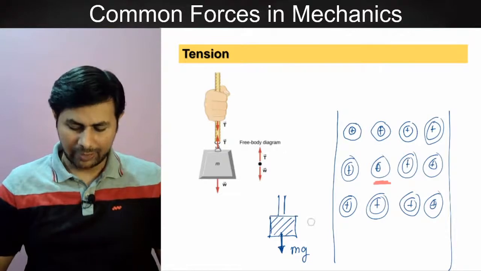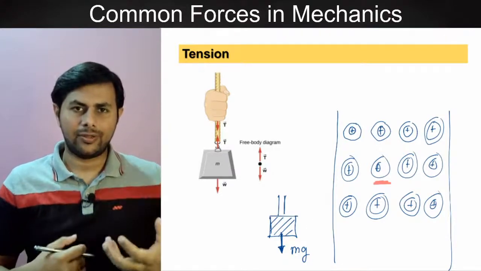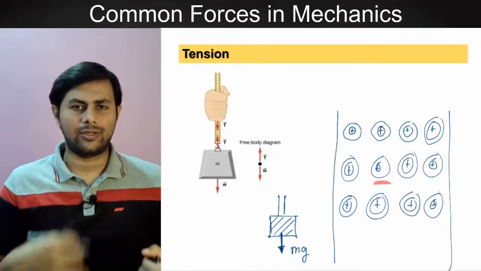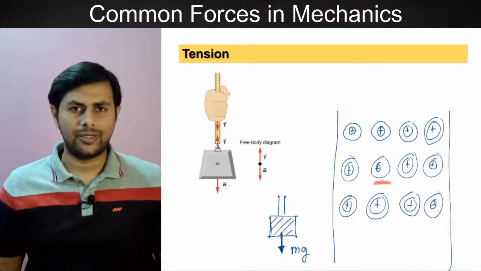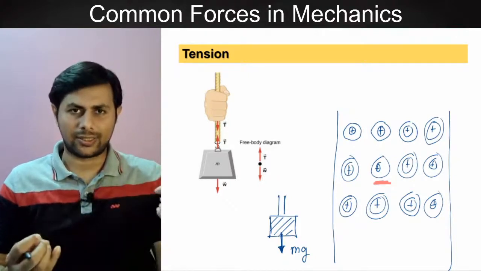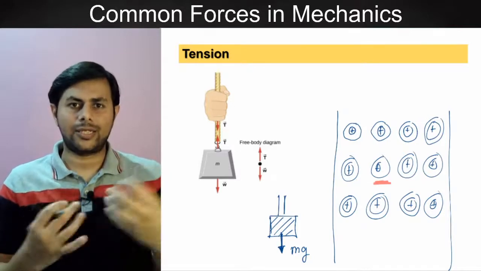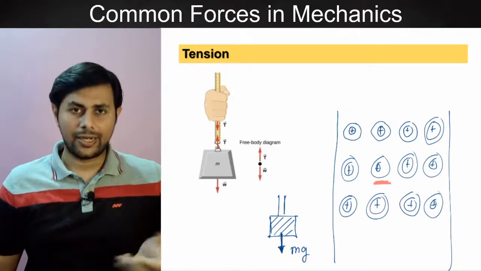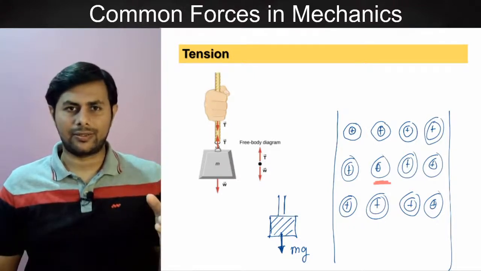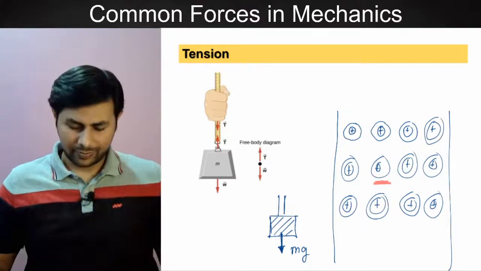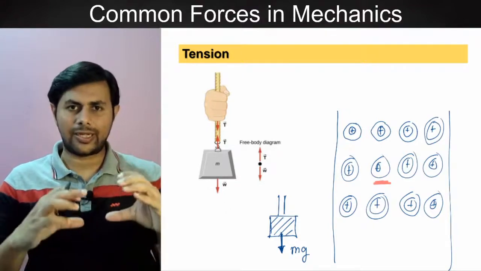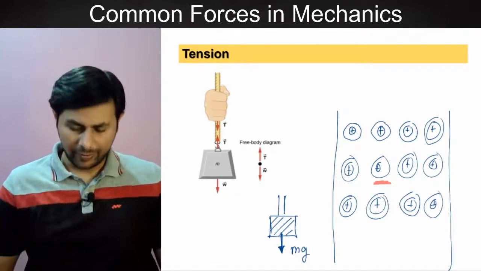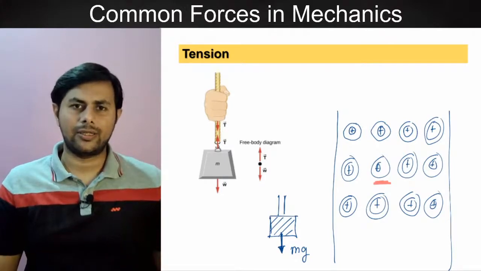So in this case, when the string is under tension, when some external agency is pulling it, then the distance increases, and that's why they want to restore the distance, and they start attracting. So there is an attractive force acting between the molecules of that rope or the string, and that force is known as the tension.